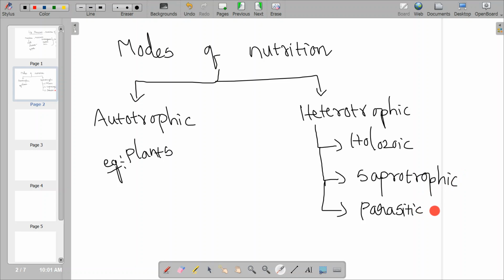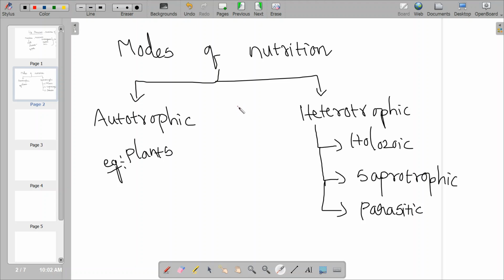Parasitic mode of nutrition: the organisms depend on a host. So parasites can be external or internal parasites. It can live externally on the body of an organism or it lives internally in an organism. Okay. So in this parasitic mode of nutrition, the organism takes up the nutrients directly from the host organisms. They absorb the nutrients without killing the host. You can take head lice as an example for parasitic mode of nutrition.